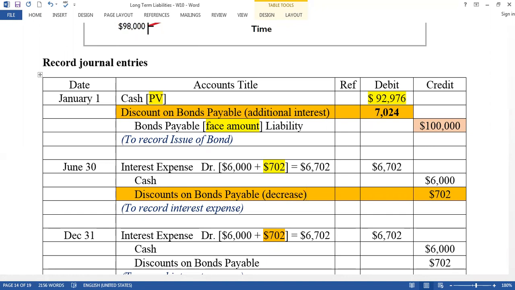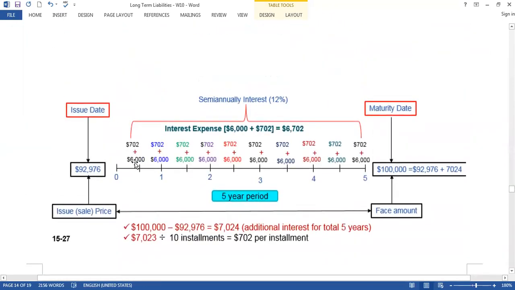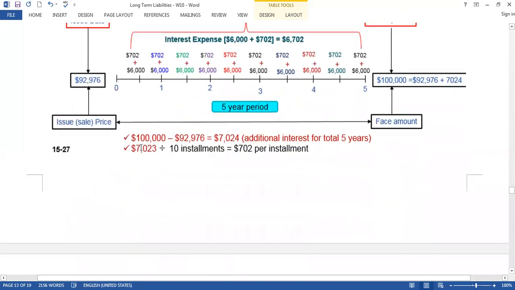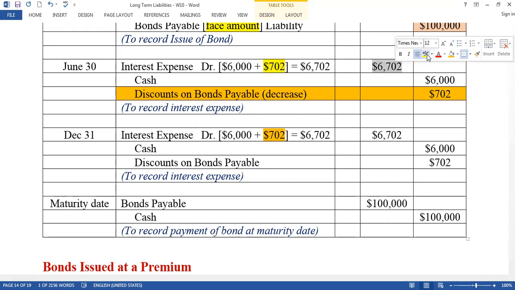Discount is decreasing. Clear? Okay, so we do the same. Now we can see that our actual interest expense was $6,000. Now we are going to add some more interest expense, right? Because we have to pay more money. So we record interest expense debit because it is increasing. Look, plus sign means it is increasing. $6,000 plus the additional interest component. So debit is $6,702. Okay.